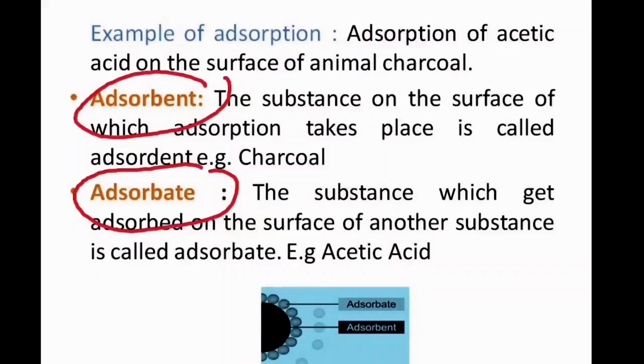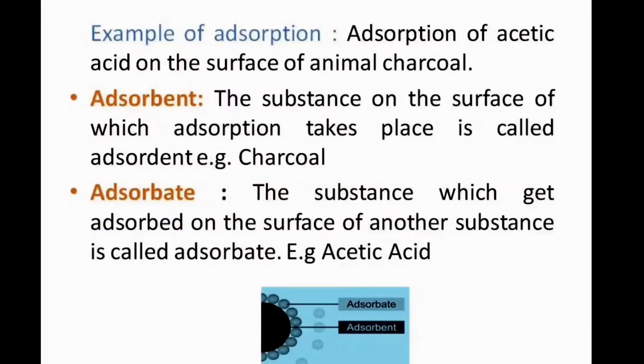Now let us discuss what is adsorbent and adsorbate. The substance on the surface of which adsorption takes place is called adsorbent. So here this substance is known as adsorbent. Whereas the substance which gets adsorbed on the surface of another substance is called adsorbate. For example, here these molecules which get attached on the surface of another molecule are known as adsorbate.